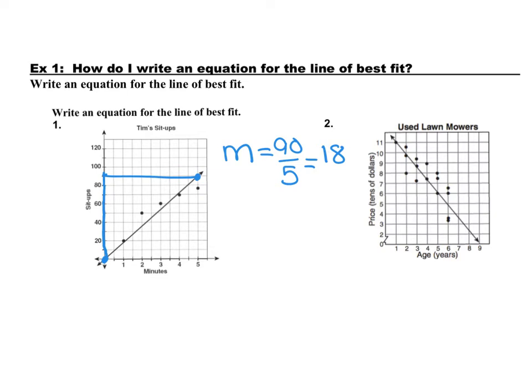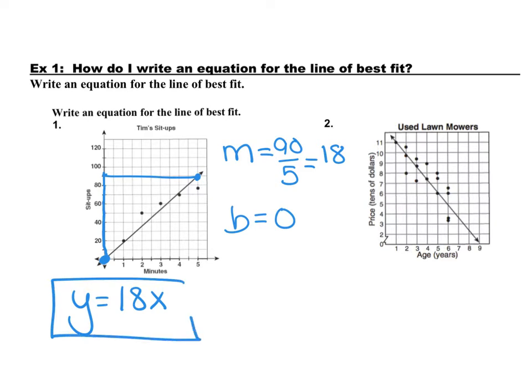Now notice how our y-intercept is going through that origin. So the y-intercept is 0. So let's go ahead and write our equation for this line of best fit. So we have y is equal to 18x. And you could put the 0, but we don't need the 0 there. This is the right way to write this equation.